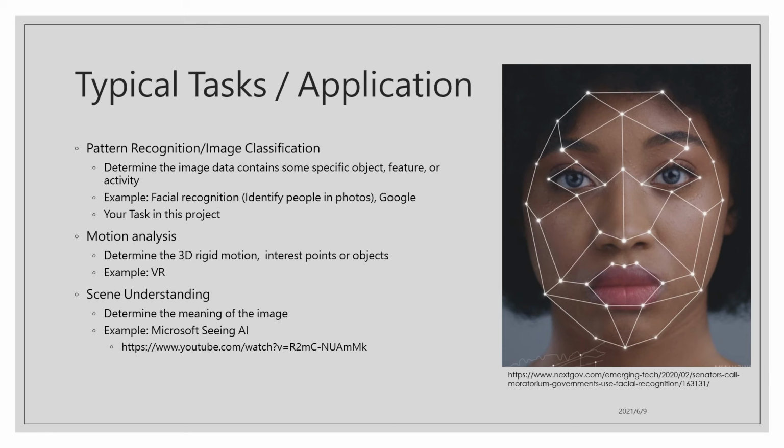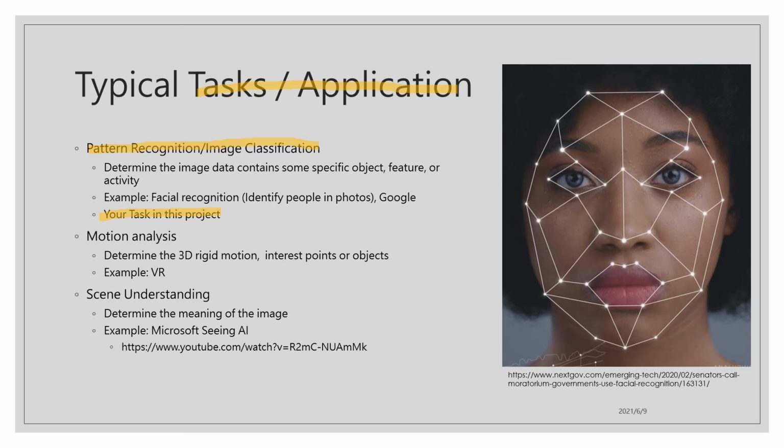So in computer vision, there are lots of typical tasks, or we say applications. The common application is pattern recognition or image classification. That means your task in this project. Maybe you want to recognize banknotes, $100, $200, etc. Maybe you want to recognize some physical object, maybe apple, orange, or banana, etc. This kind of thing we call pattern recognition or image classification.